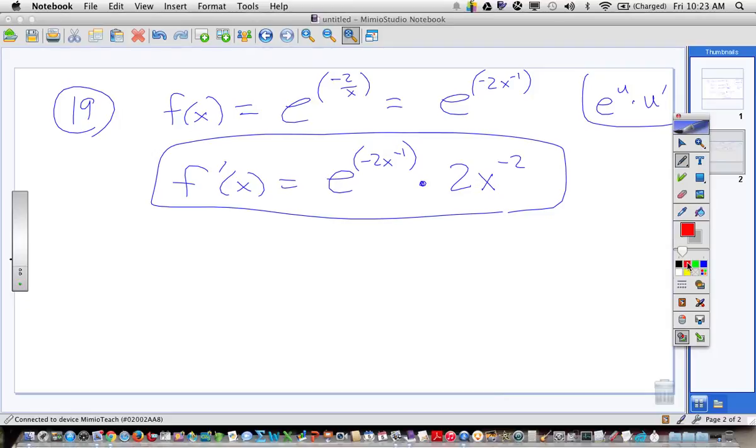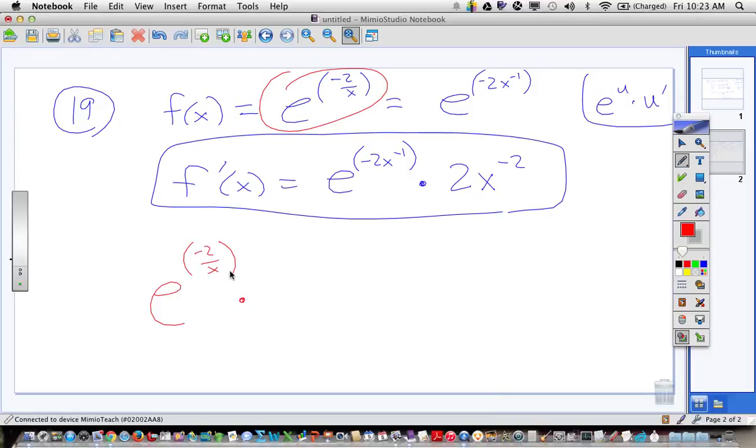Let's say you're on a gateway test, and it freezes up and you don't think of x to the negative 1. What would be your other option? Well, you would just leave that as your u. So you'd say e raised to the negative 2 over x, and then times what? The derivative of the inside, right? And now how do you do the derivative of that? You might look at that and say quotient rule.